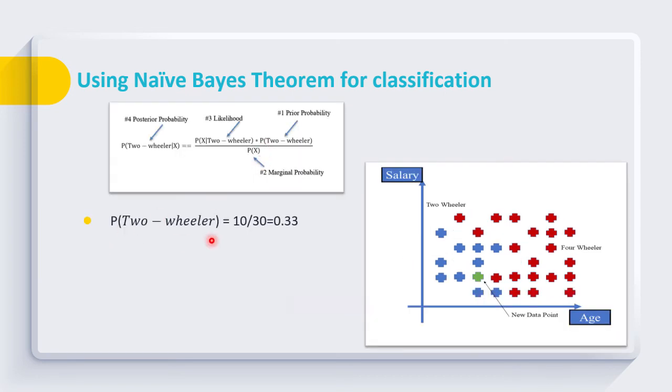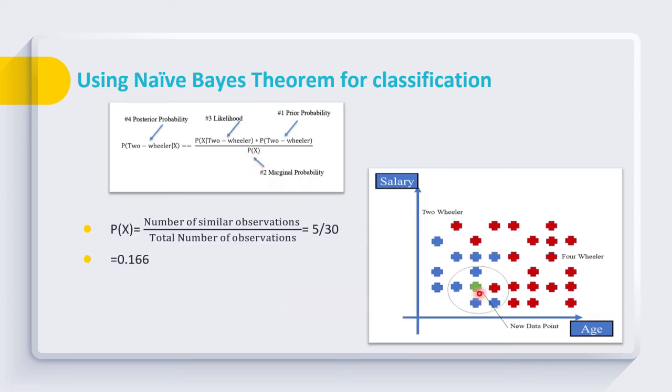In order to calculate the probability of two-wheeler, we have to divide the number of persons commuting through two-wheeler by the total number of persons. So the number of persons commuting through two-wheeler is 10, while the total number of persons is 30. So probability of two-wheeler is 0.33. So we have calculated our prior probability. Now let us calculate marginal probability, which is P of X.